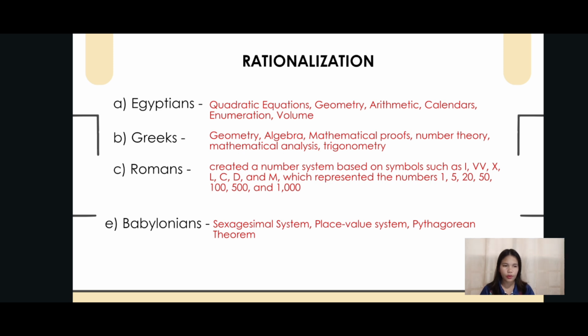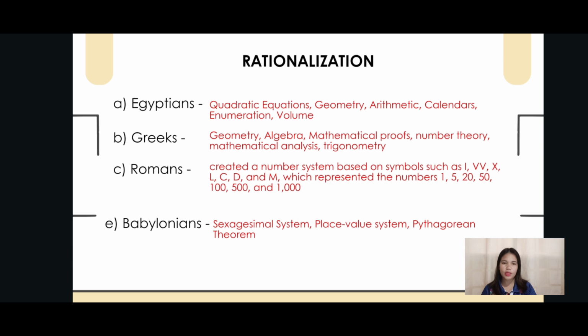For the Greeks, however, they introduced geometry, algebra, mathematical proofs, number theory, mathematical analysis, and trigonometry. Romans, on the other hand, created a number system based on symbols such as I, V, X, L, C, D, and M, which represented the numbers 1, 5, 10, 50, 100, 500, and 1000 respectively.